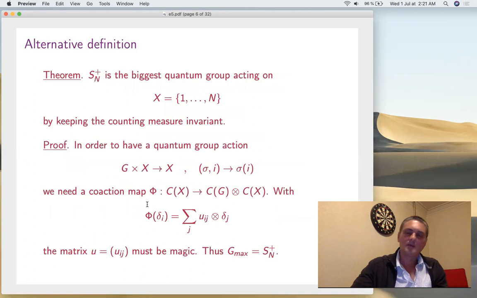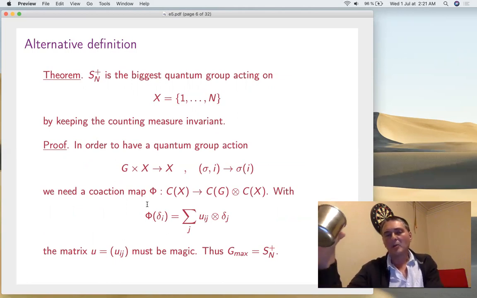Now, we have as well an alternative definition. So this was when Sn is regarded somehow as an algebraic group, but let's do it with permutations too. So Sn is the biggest quantum group acting on one, right? And is that true for Sn plus? Not really. There's a bit of a surprise here.